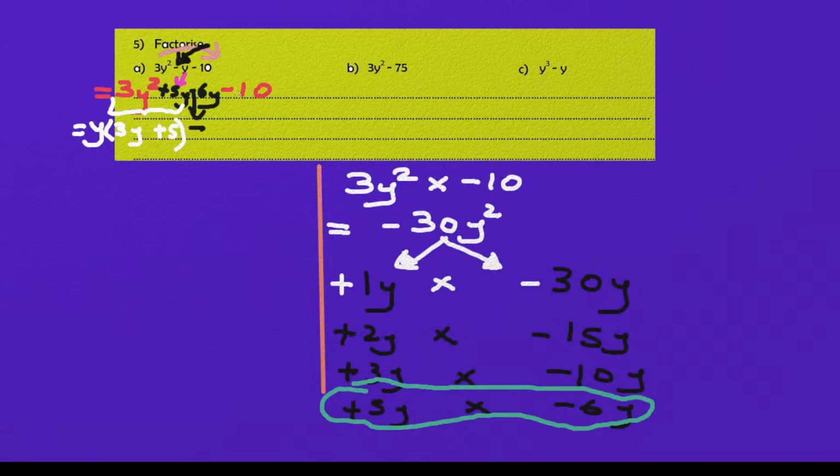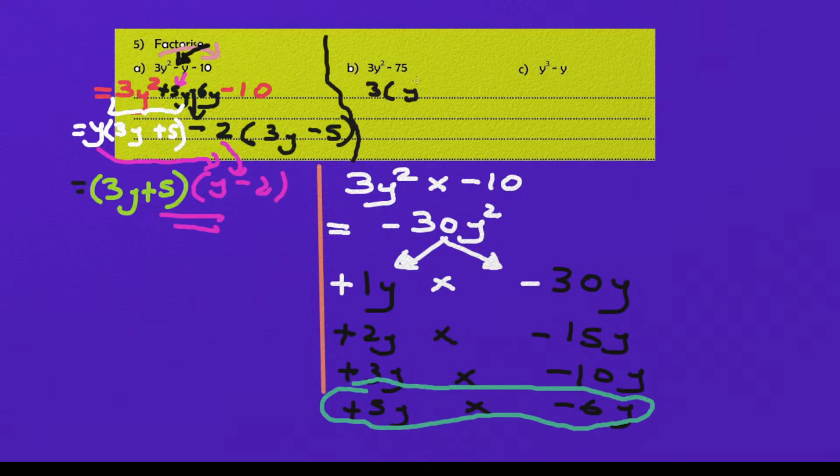Next one, 3y squared minus 75. Both 3 and 75 come in the 3 times table, so 3 is the common factor. 3 times y squared minus 25. Now, we can convert what's inside the brackets to a difference of two squares. Why? Because 25 can be written as 5 squared. So 3 times, how do you factorize the difference of squares? y plus 5, y minus 5.